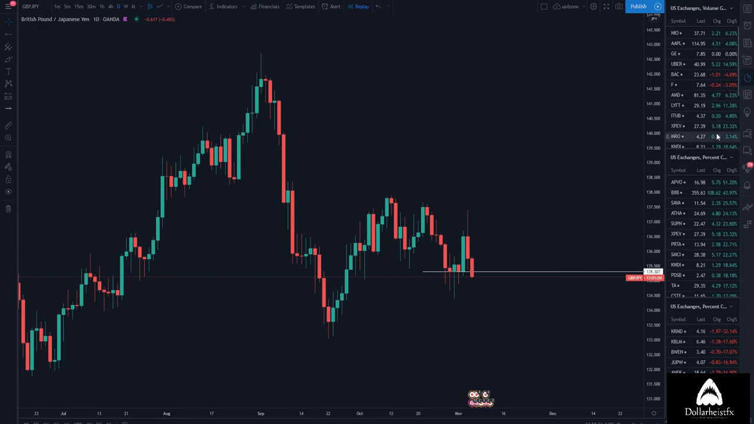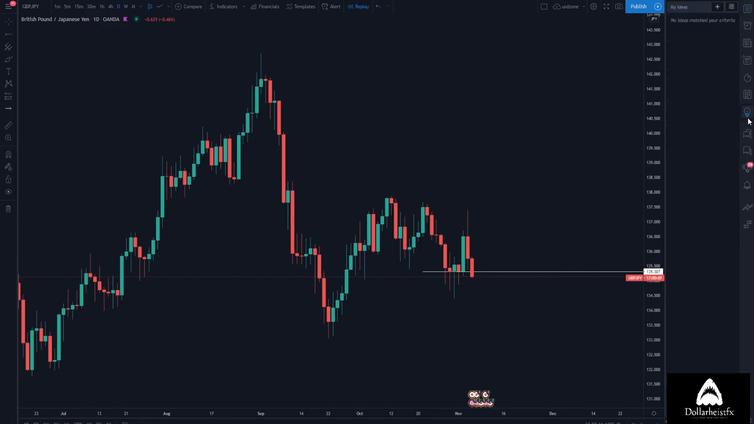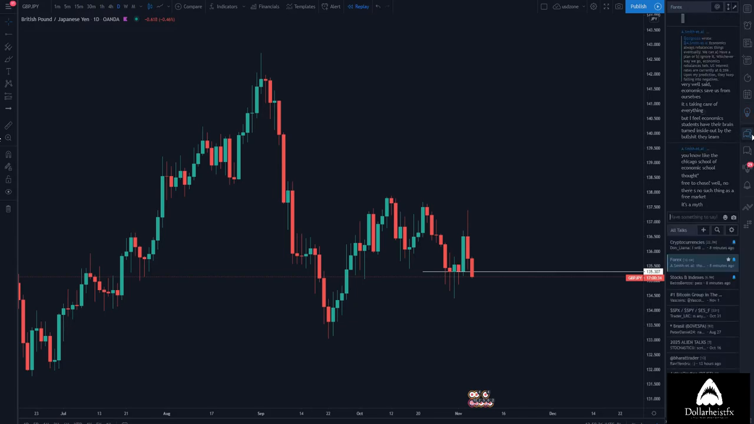If you trade stocks, then this might be important to you. But as for me, I trade forex, so all I need is my watch list. This is all the currency pairs that I trade. I don't post any ideas on my TradingView. I post all the results on my Instagram, so you guys can check out my recent entries on GBP pairs and the rest of the pairs.